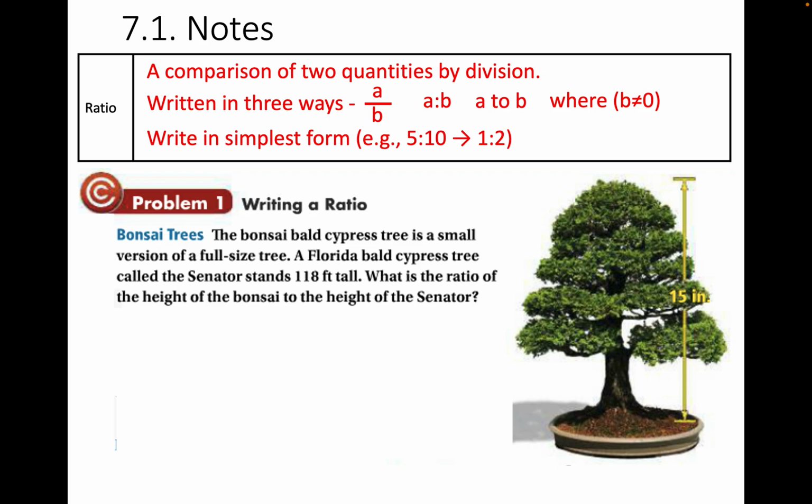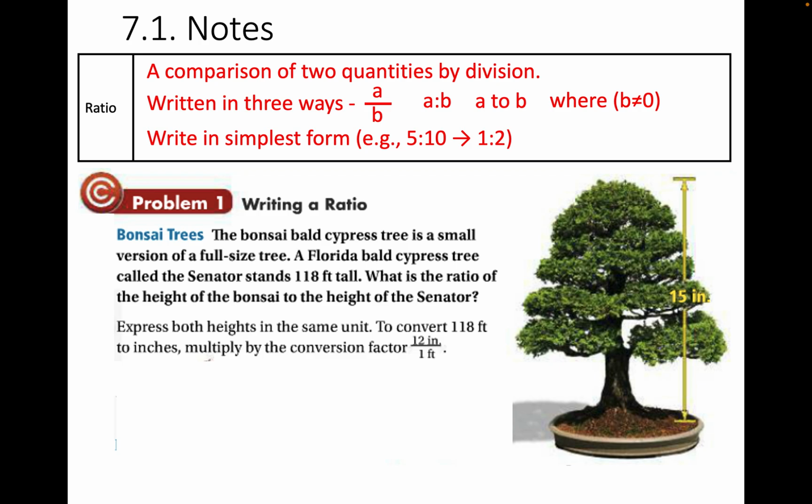So if I want to compare them, I have to compare apples to apples. I have to use the same ratio or the same units. I can't compare inches to feet. So the first thing that I'll do is express them both in the same unit.